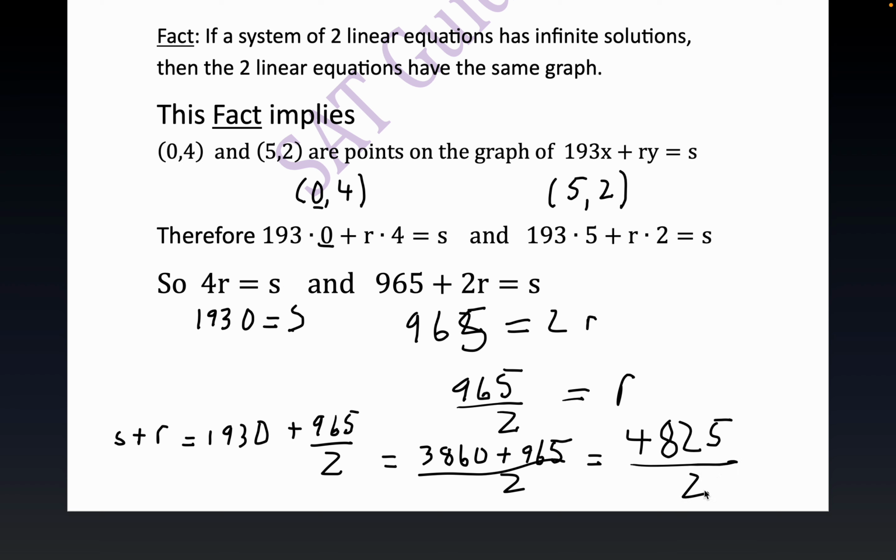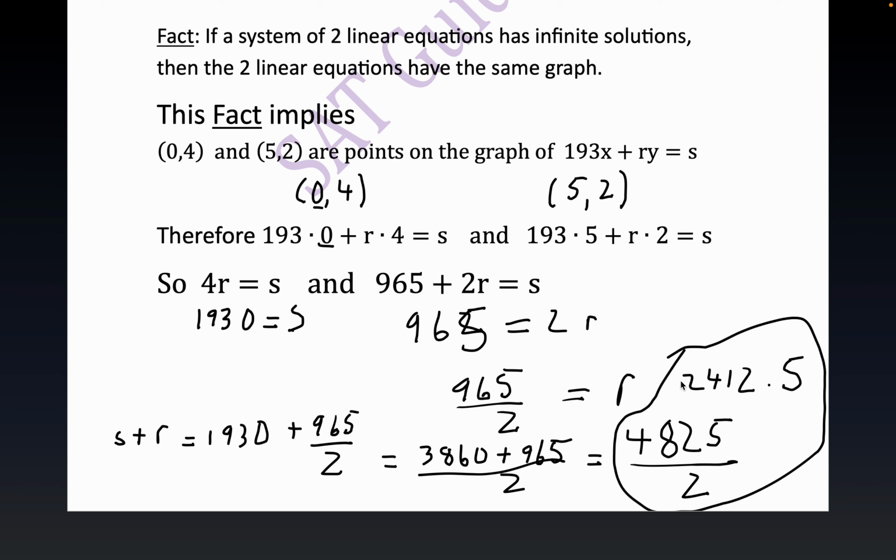Some people get hung up about that. If you wanted to write that, that would be what, 2412.5 if they insist on seeing a decimal for something like this. The fraction's a little more meaningful in my opinion. 2412.5 is what I'm getting. Okay, but this entire part right here is the sum R plus S without technology. And the fractions aren't that bad to work with.